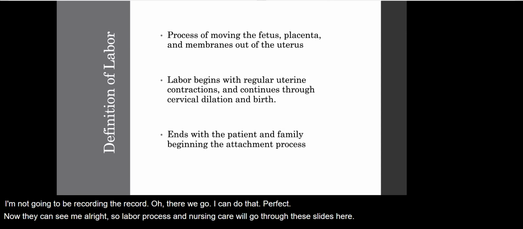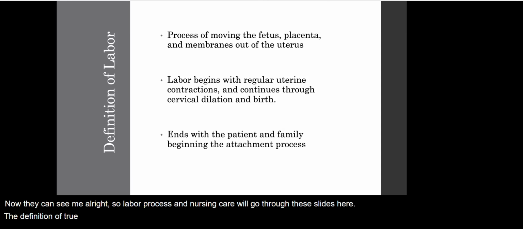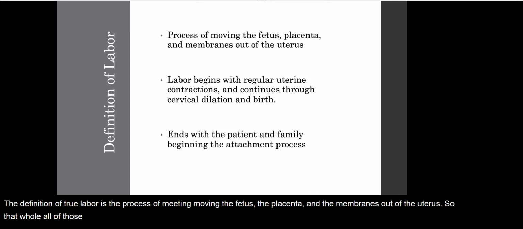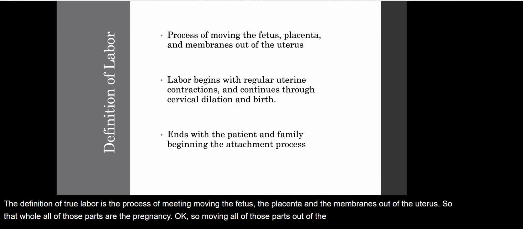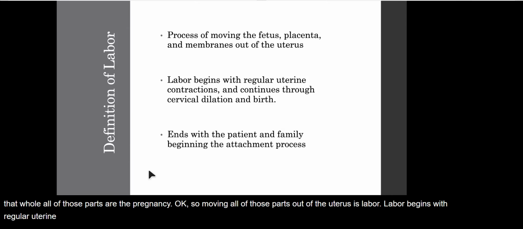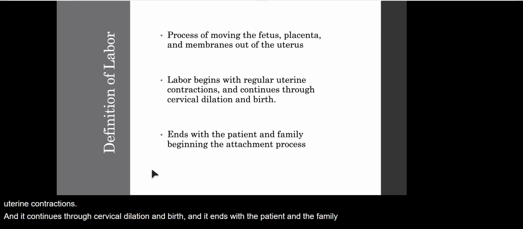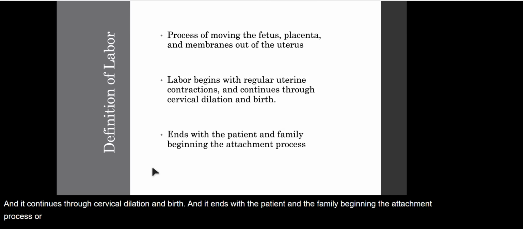The definition of true labor is the process of moving the fetus, the placenta, and the membranes out of the uterus. So all of those parts are the pregnancy. Moving all of those parts out of the uterus is labor. Labor begins with regular uterine contractions, and it continues through cervical dilation and birth, and it ends with the patient and the family beginning the attachment process or the bonding process.